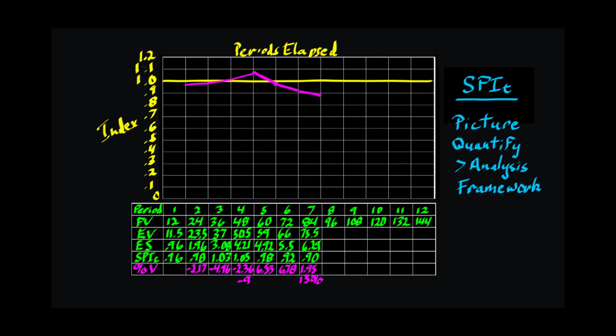Summarizing the Schedule Performance Index for time, the index gives us a picture of schedule efficiency, but it goes beyond that. It quantifies schedule efficiency, and that supports further analysis and decision-making within a structured framework. The index shows whether or not time is used according to plan, and it also shows how well or poorly time is being used on the project.